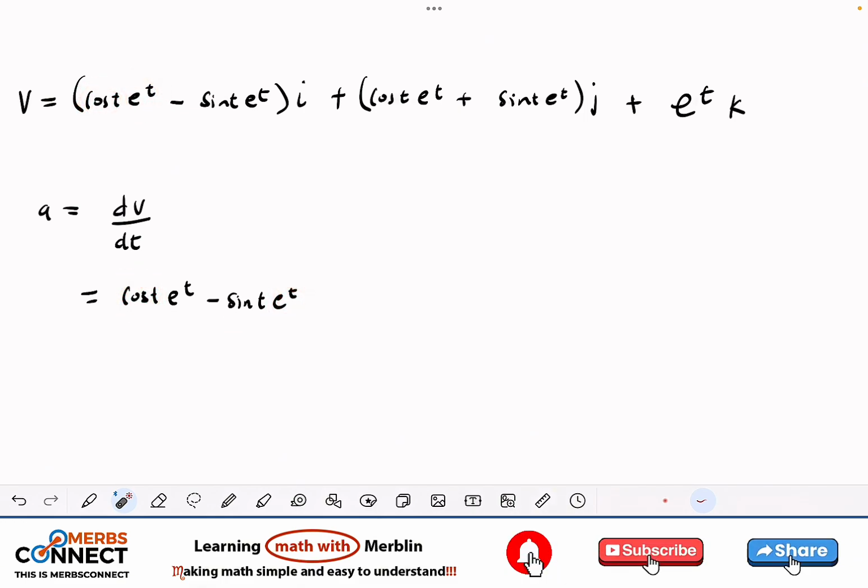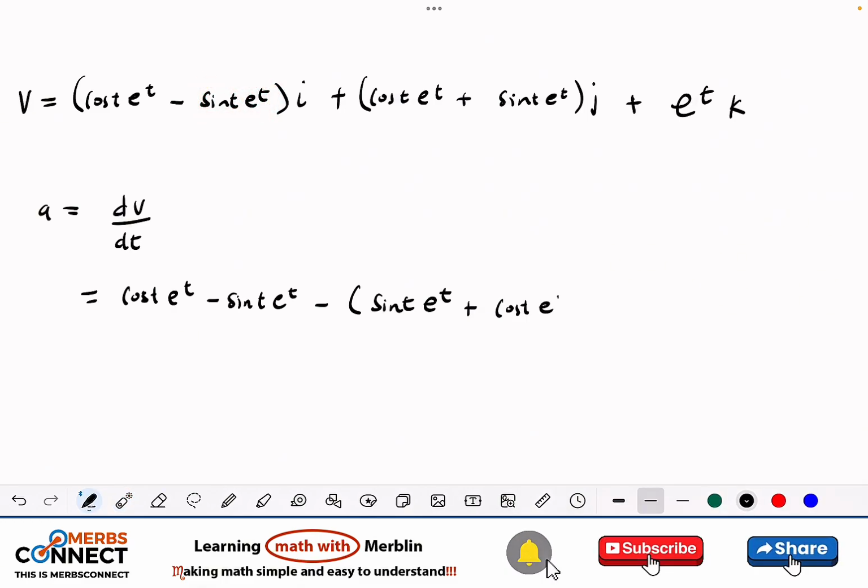Then minus, I open parenthesis, I do another product rule here. I maintain sine, then differentiate e to the power t. I'm going to have e to the power t plus, now I maintain e to the power t, differentiate sine, I'm going to get cos. So this will be cos t e to the t. Then this is just the i direction. Then I move to the j direction.